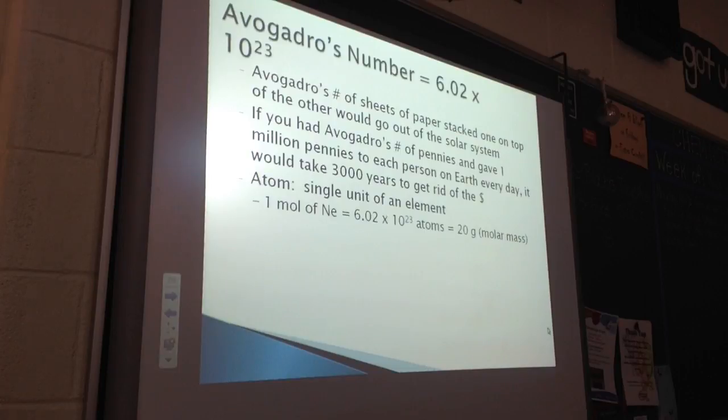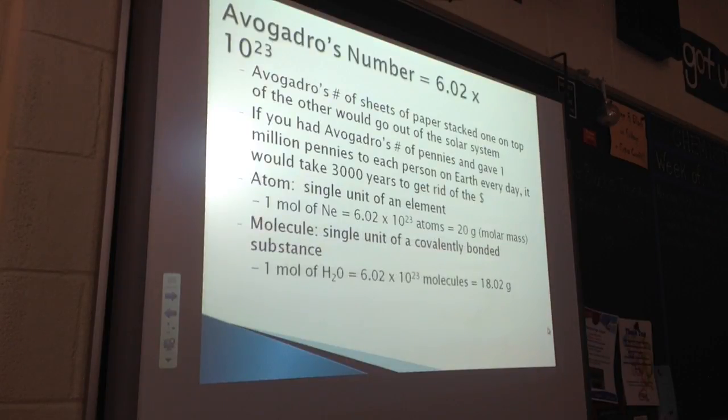They are made of atoms. If, for example, I have 1 mole of neon, I have 6.02 times 10 to the 23rd atoms. I'm talking about neon, which is an element, so I use the word atoms. It has a mass, rounded to the nearest whole, of 20 grams. Where does the 20 come from? Of neon. Yes?